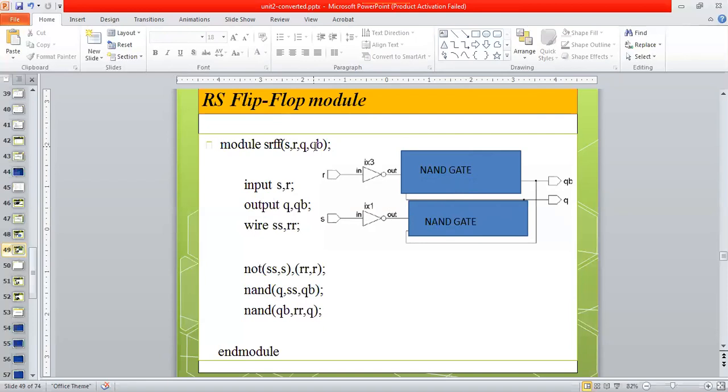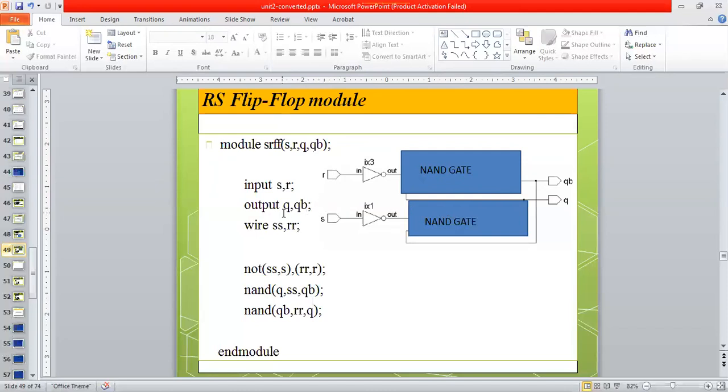S and R are known as the inputs for this circuit, and Q and QB are known as the outputs for this circuit. So that's why I am defining the inputs S comma R. What are the outputs here? Q and QB are the outputs.